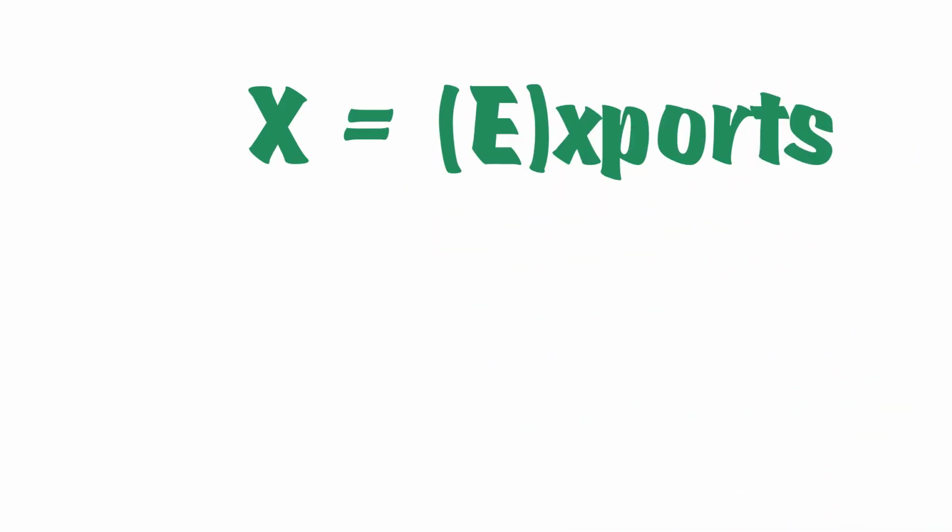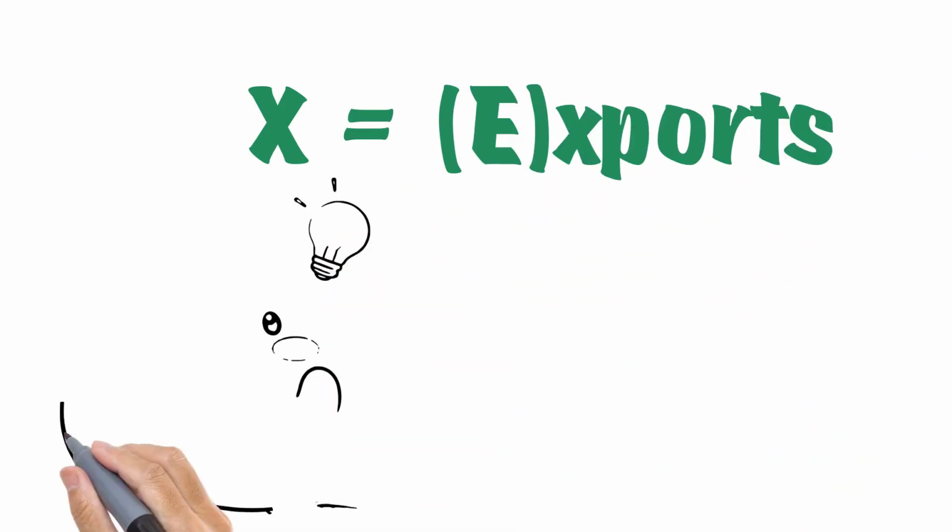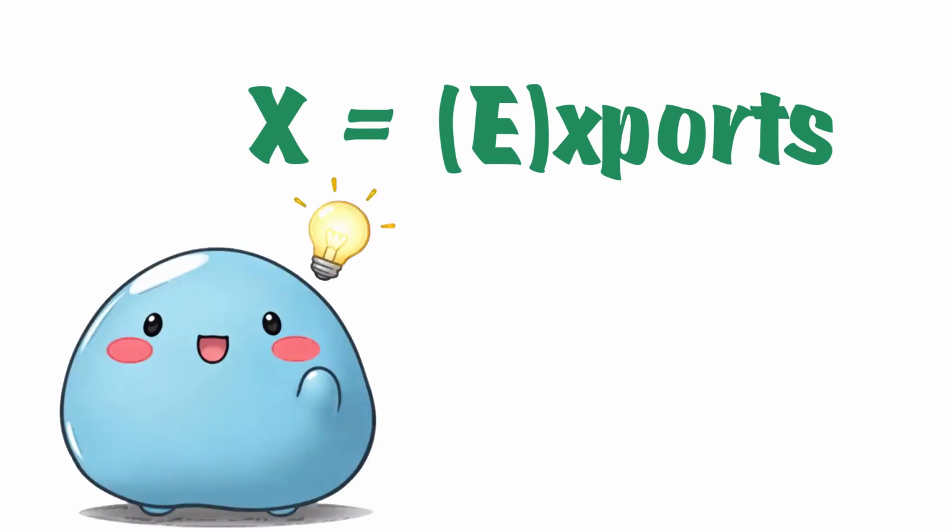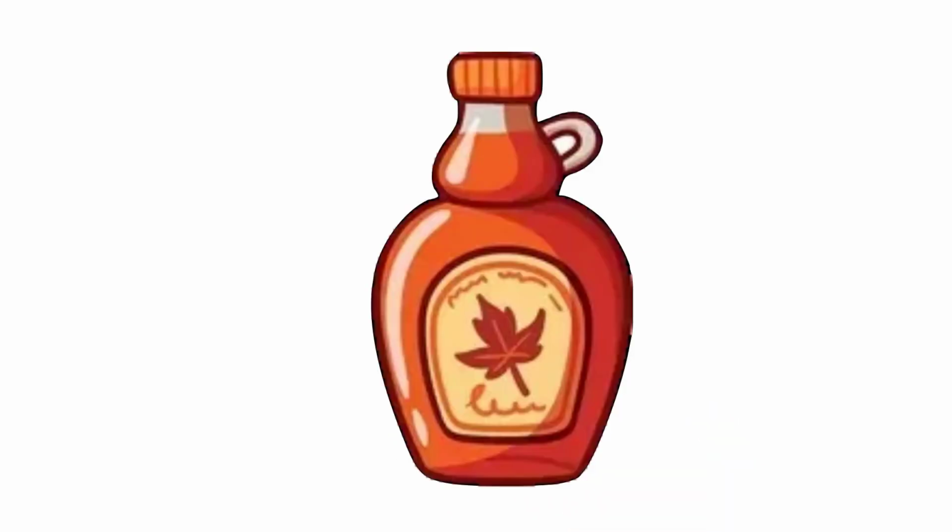X is for exports. Exports are goods and services that one country sells to another country. For example, a country may export cars, electronics, clothing, or food. Imagine a pancake company makes a special syrup and sells it to customers in another country. That syrup becomes an export. Exports allow businesses to reach more customers and bring money into their home country. They are an important part of international trade.